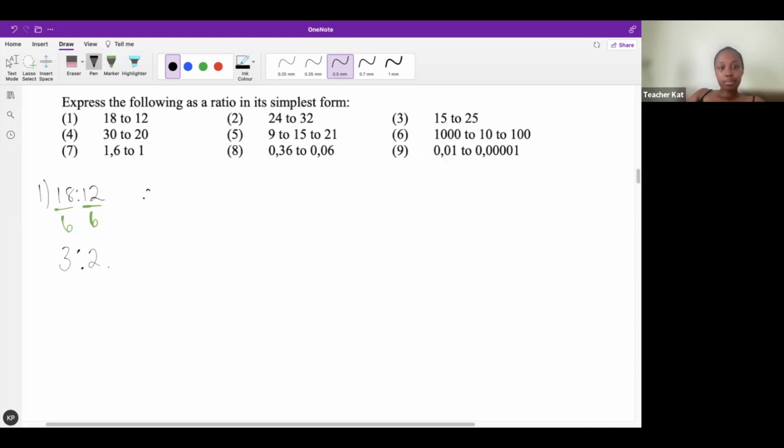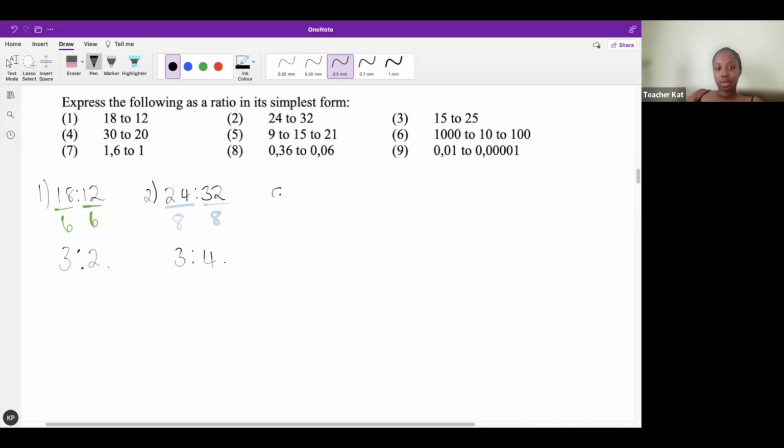Done. Number 2 is 24 to 32. Common factor. 24 and 32. I almost told you the common factor. That was very close. 8. Nice. Now 24 divided by 8 is 3. And 32 divided by 8. Nice. 4. Okay, next.